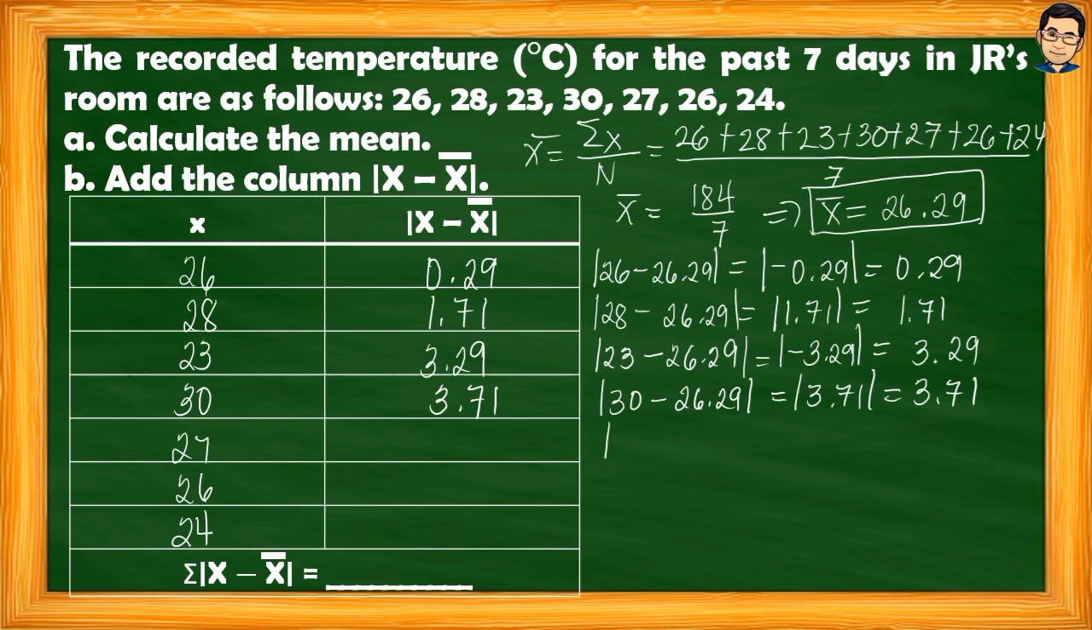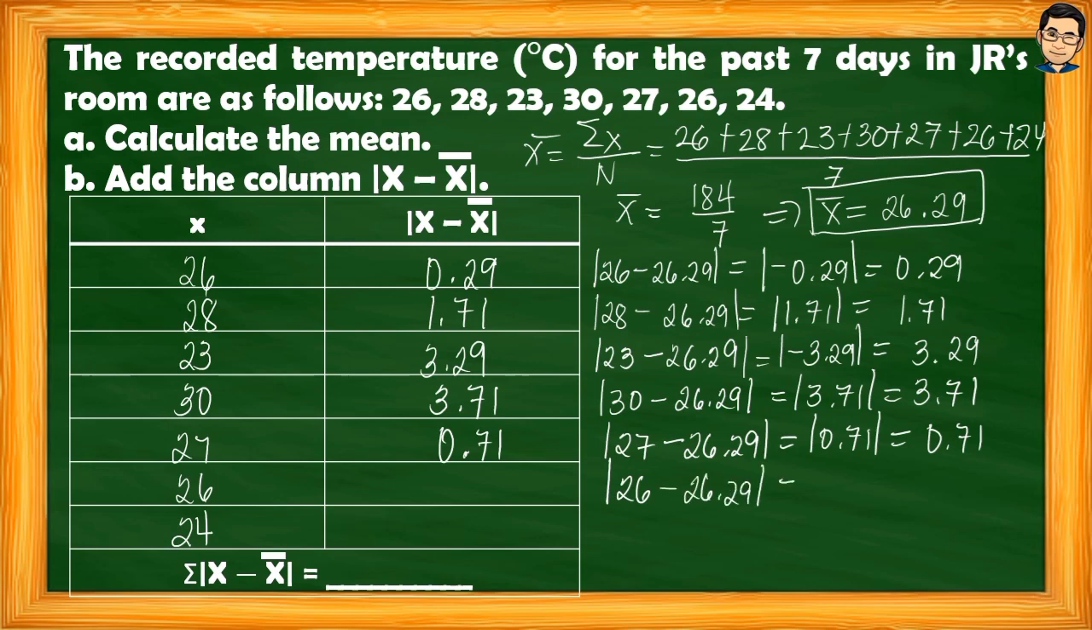Next, 27 minus 26.29. So that is 0.71. The absolute value of 0.71 is 0.71. Okay. Next. Again, what we got is 26, it is still 26, so it is just like the solution at the very start. So the answer there is negative 0.29, and the absolute value is 0.29.